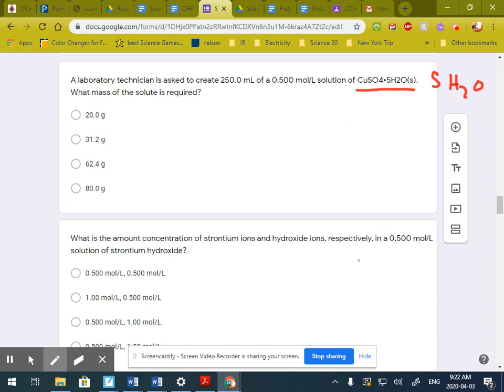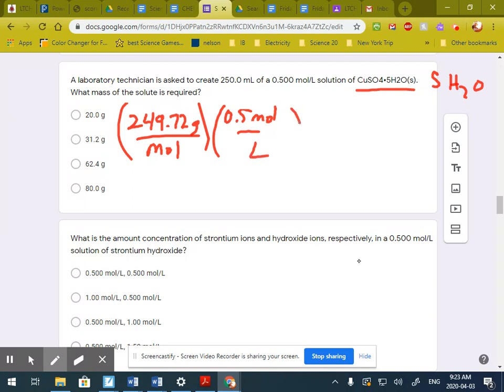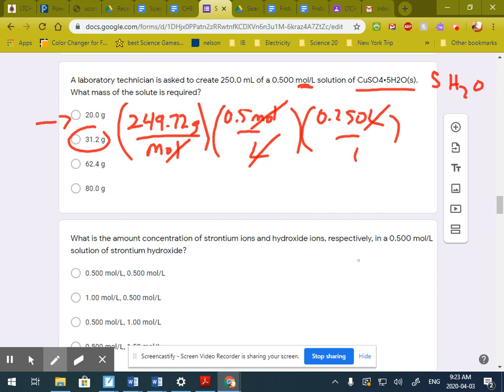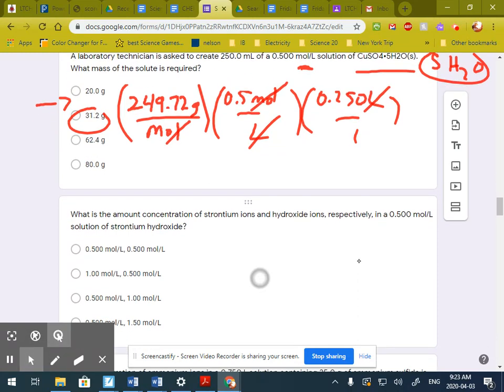Okay. So when I add up all of that, I get 249.72 grams per mole. Now if I multiply that by 0.5 moles per liter, the moles are going to cancel, right? I'm using that value there. And then 0.250 liters over 1, the liters cancel. Now when I multiply all that together, I get 31.2. A lot of people got 20. I think it's because they forgot the molar mass of the water. We did do that in the lab, if you remember. In the lab we had a hydrated compound.